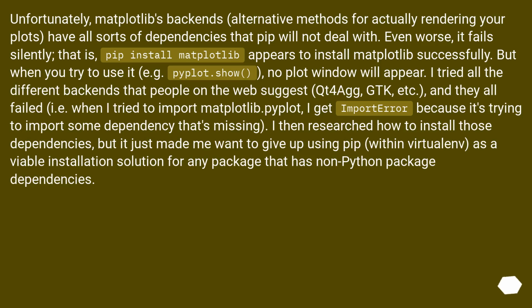Unfortunately, matplotlib's backends, alternative methods for actually rendering your plots, have all sorts of dependencies that pip will not deal with. Even worse, it fails silently, that is, pip install matplotlib appears to install matplotlib successfully. But when you try to use it, for example pyplot.show, no plot window will appear.